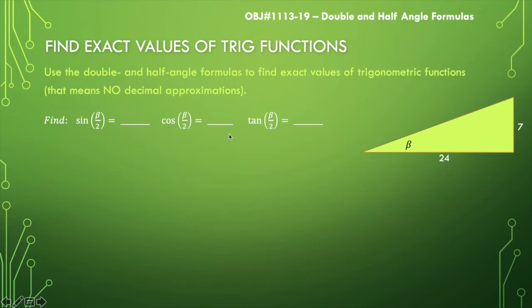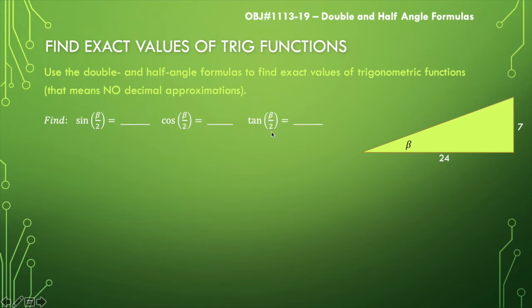Okay, so here we have a situation where we have another right triangle, and we are given an acute angle beta, and opposite angle beta we have an opposite side of 7, and adjacent to beta we have a side length of 24. All right, so with this situation we are asked to find sine of beta over 2, the cosine of beta over 2, and the tangent of beta over 2.